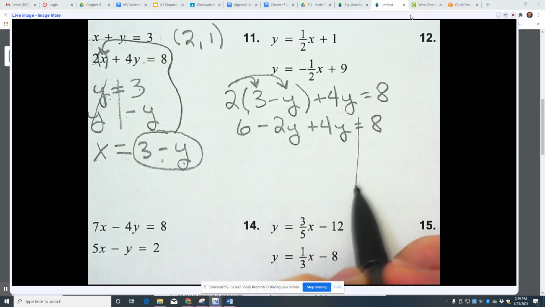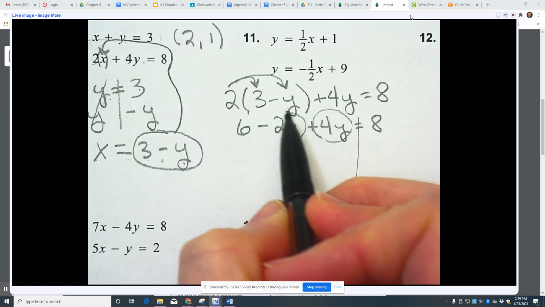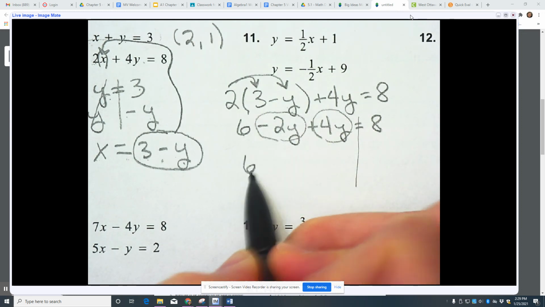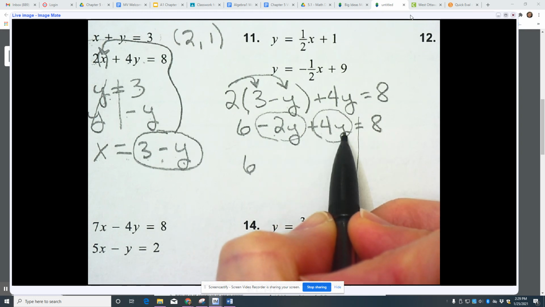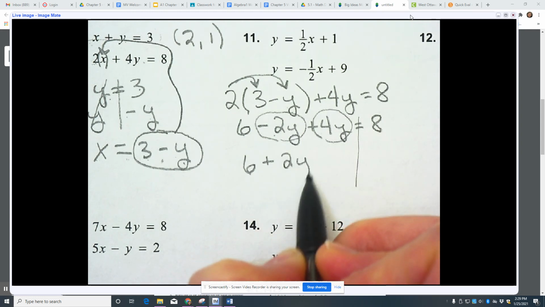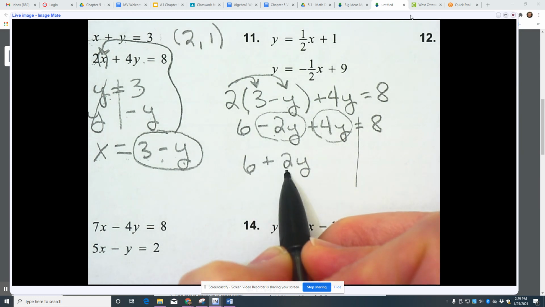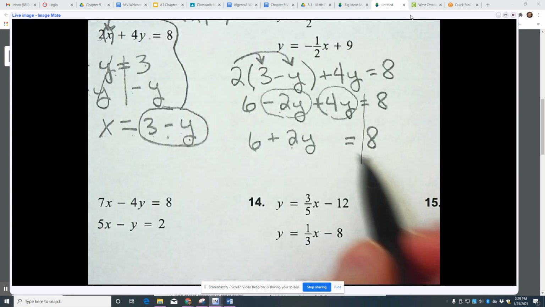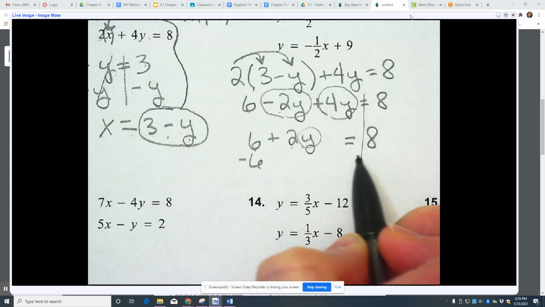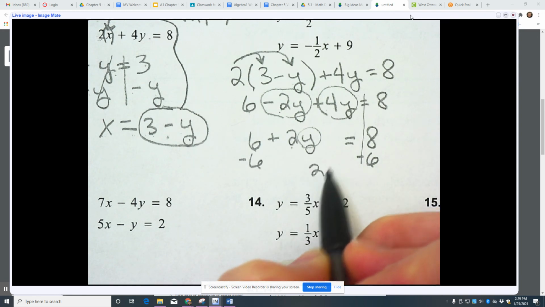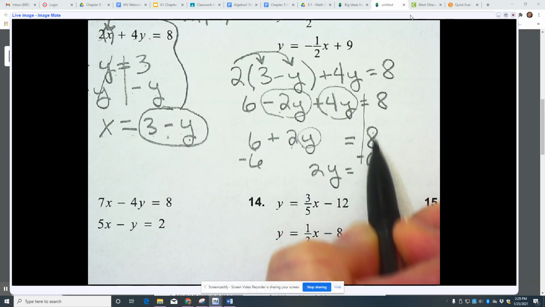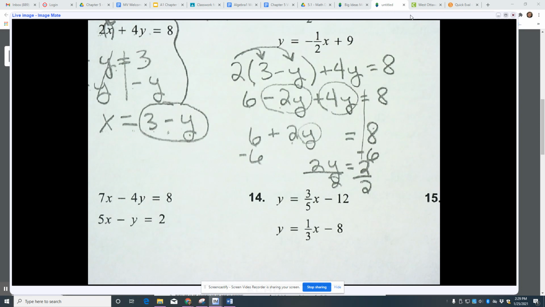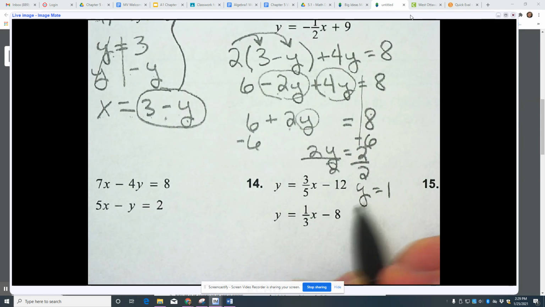Over here on the left side of the equal sign, do some cleanup. Combine like terms before you start solving. Watch your negatives on this one. 6, negative 2y, and positive 4y is positive 2y. 4 minus 2 is 2. Equals 8. Okay, we want y by itself, minus 6 from both sides. 2y equals 8 minus 6 is 2. Divide both sides by 2. Y equals 1.